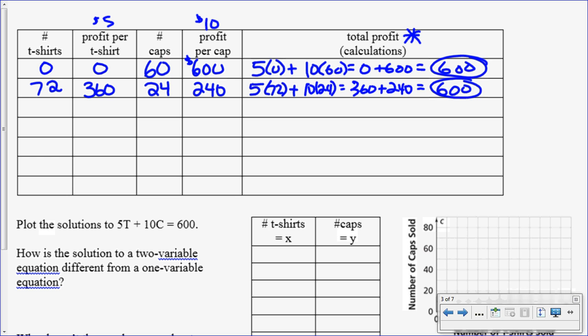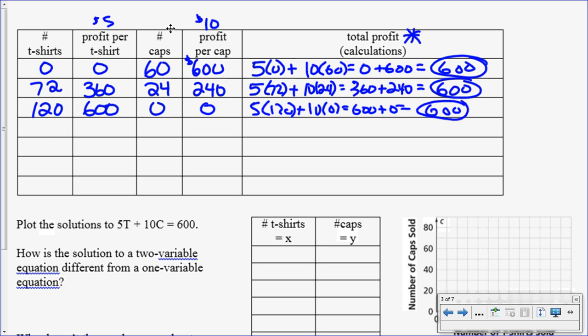All right, here's another point. I'm trying to find ones that most people will get. Here's another intercept. The first one we had was a Y intercept. This is an X intercept. Well, 120 times 5 is 600. This is 0. So 5 times 120 plus 10 times 0 is 600 plus 0, which gives us $600.